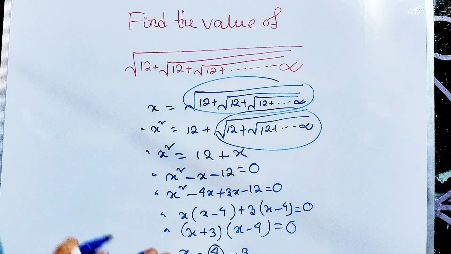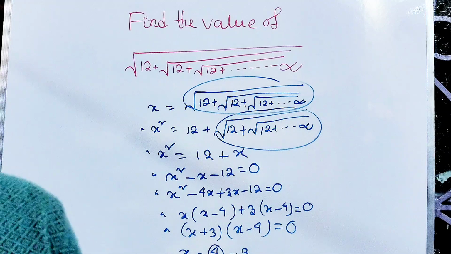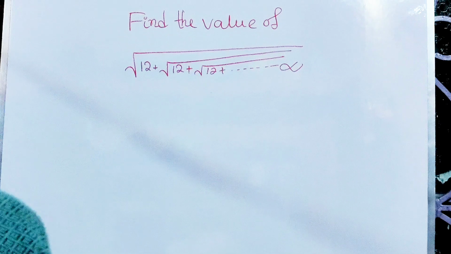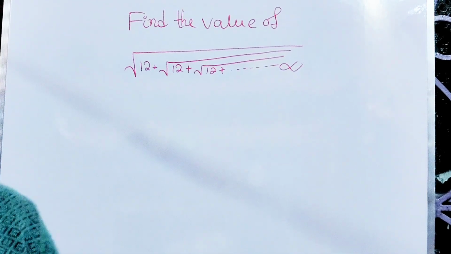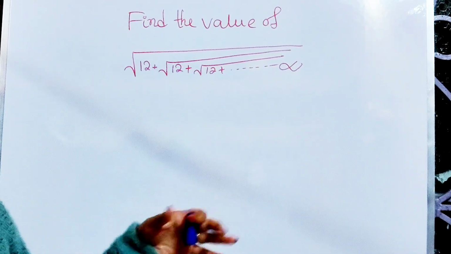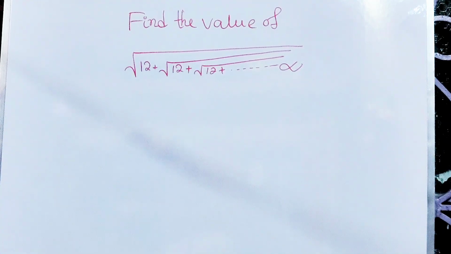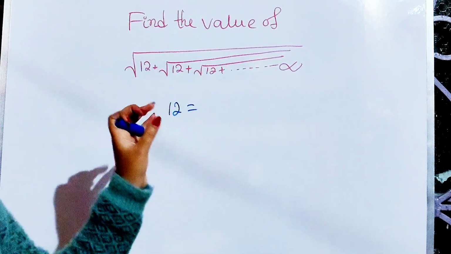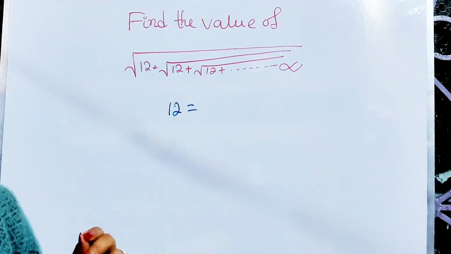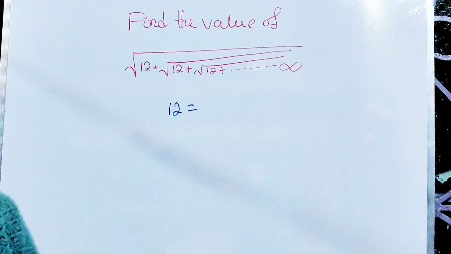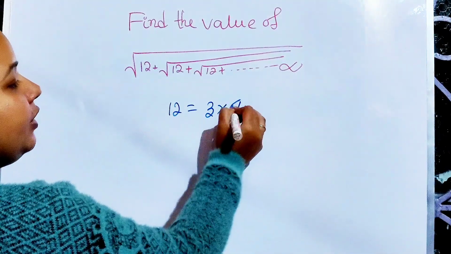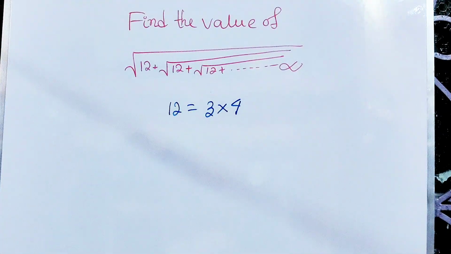Now I will go to the shortcut method. These types of math basically come in every type of exam. So let's go to the shortcut method. First, you have to take the number, that is 12 here. You have to split the number 12 as the product of two consecutive natural numbers. So you can write 12 as 3 into 4. 3 and 4 are consecutive natural numbers. So 12 equals to 3 into 4.